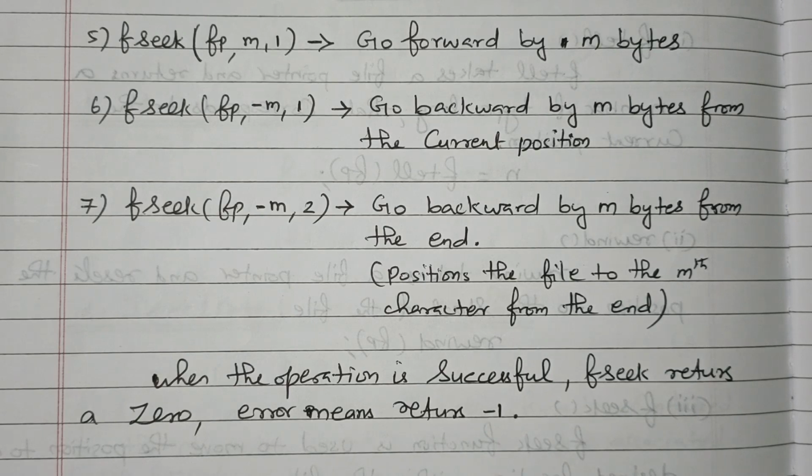So in this video we discussed the random access to the file and error handling, and also various operations of the fseek function: beginning, end, at current position.